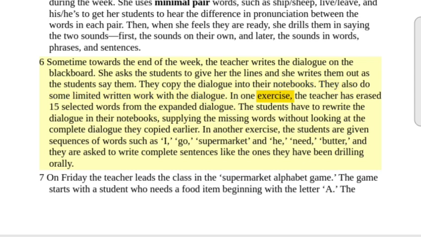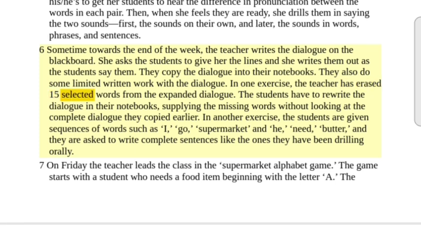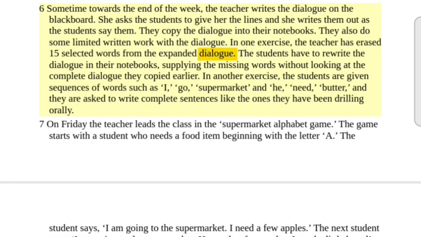In one exercise, the teacher has erased 15 selected words from the expanded dialogue. The students have to rewrite the dialogue in their notebooks, supplying the missing words without looking at the complete dialogue they copied earlier. In another exercise, the students are given sequences of words such as I, go, supermarket, and he, need, butter, and they are asked to write complete sentences like the ones they have been drilling orally.